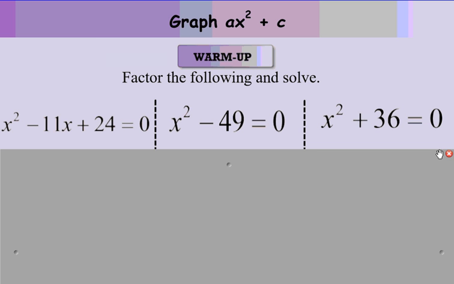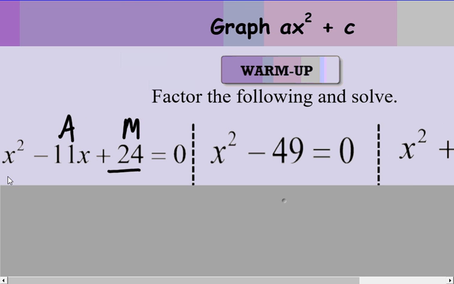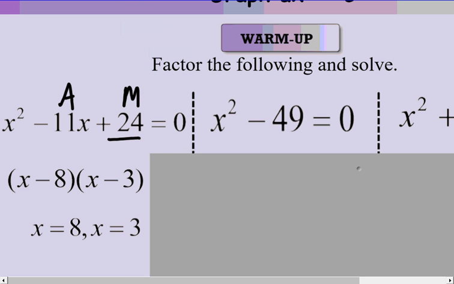Okay, welcome back. Let's go over it. So the first one, it says you got to solve these by factoring. So I need 2 numbers that multiply to make 24 and add up to be negative 11. Let's zoom in a little bit on this. I'm going to see that is negative 8 and negative 3, and then once I solve them, I get x equals 8 and x equals 3 are my answers.